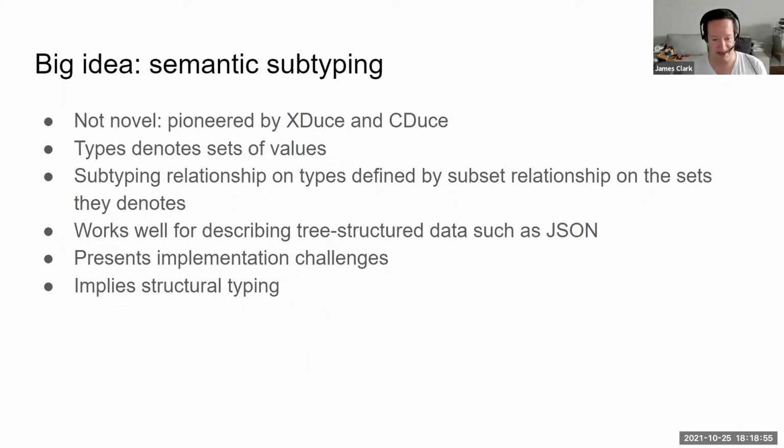The idea of semantic subtyping is that types denote sets of values, and that the subtyping relationship on types is defined by the subset relationships on the types they denote. So it's not based on axioms or the syntactic structure of the type, but on the set of values that the type denotes. So why do we do this? Well, it works particularly well for describing tree structured data like JSON. It works well as a schema language. And I personally like it. I think it's the right thing to do. It gives a very nice, simple model.